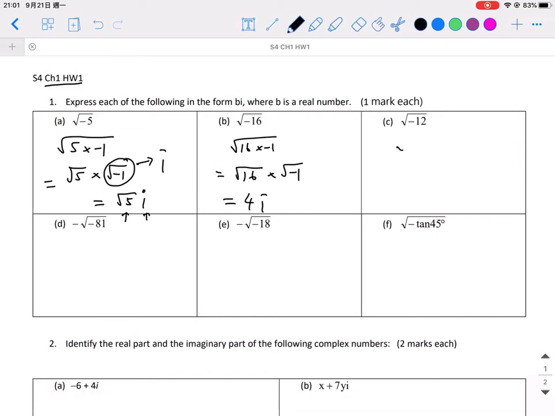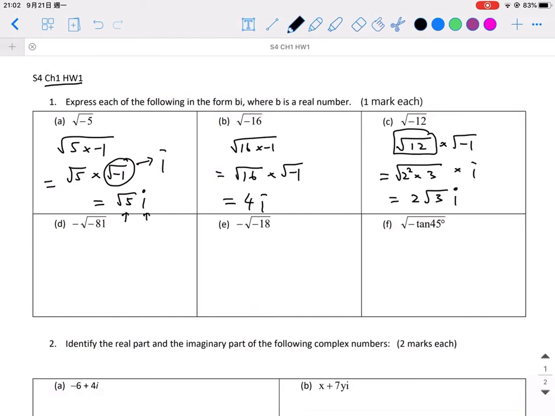For the third one, it's a similar way, so it's square root 12 times square root -1. And pay attention, for square root 12, that means 2 squared times 3. You need to simplify square root 12, just like what you did in junior form. And multiply by i, that means it's 2 root 3i.